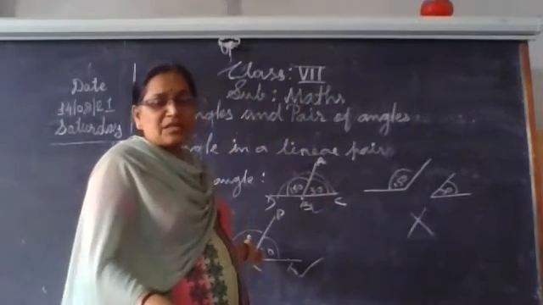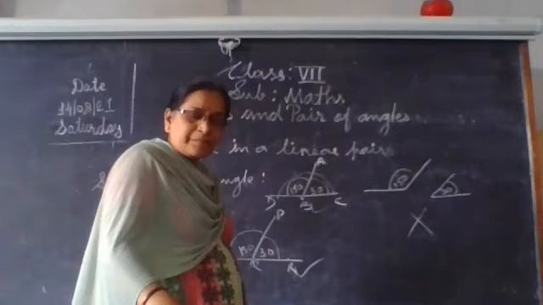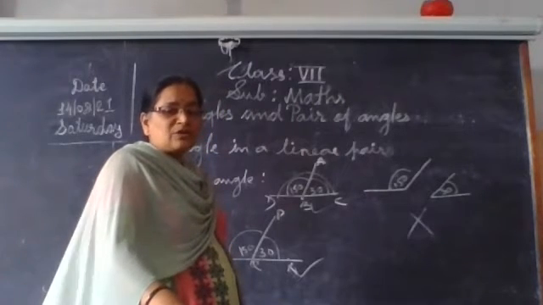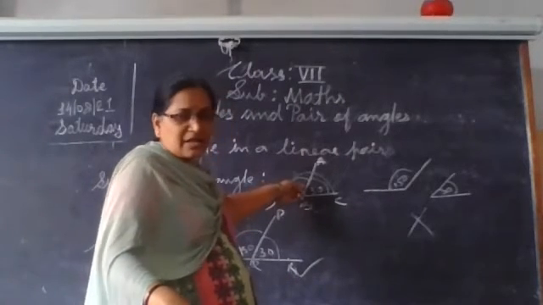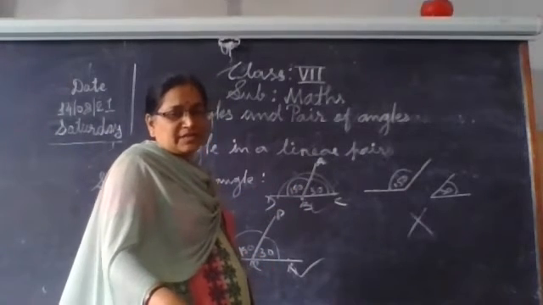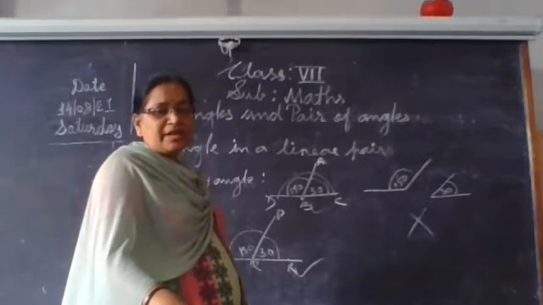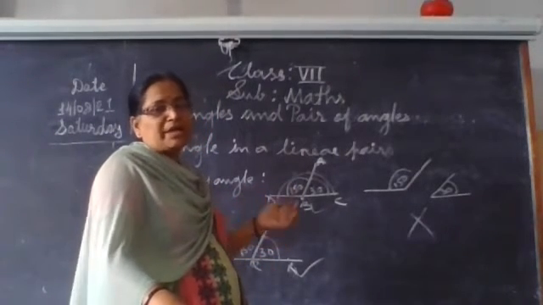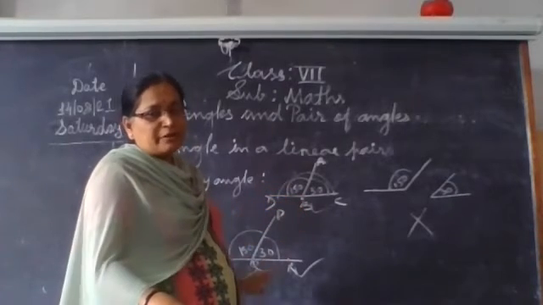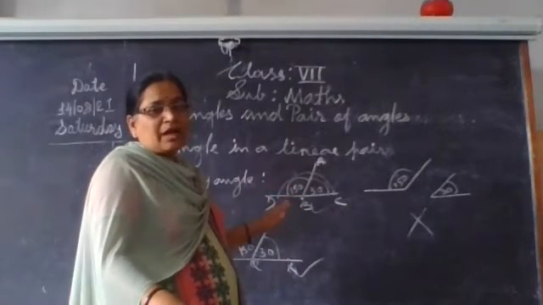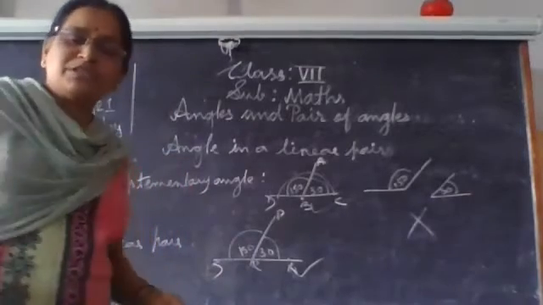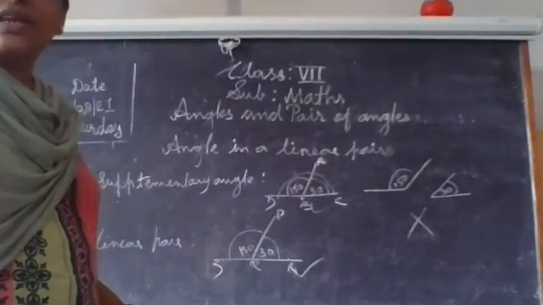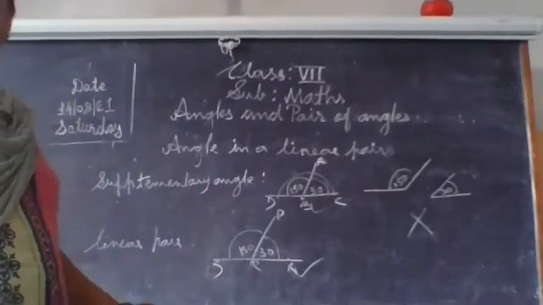Yes, linear pairs are also supplementary. Why? See, these angles are adjacent. But for supplementary, angles may be adjacent, may not be adjacent. But to make the linear pair, angles must be adjacent angles. So got it, beta?